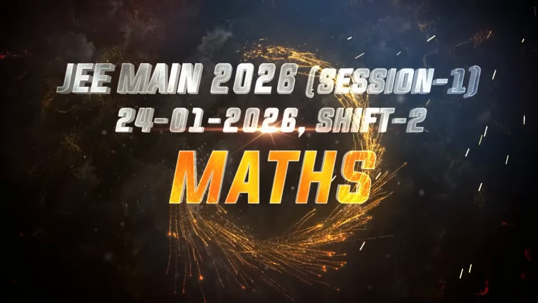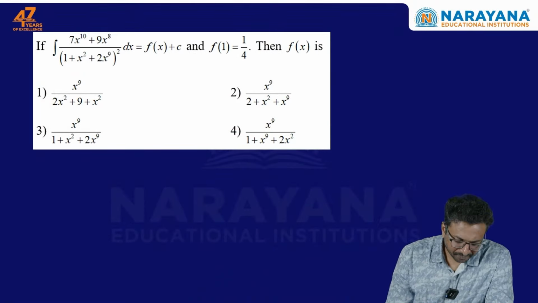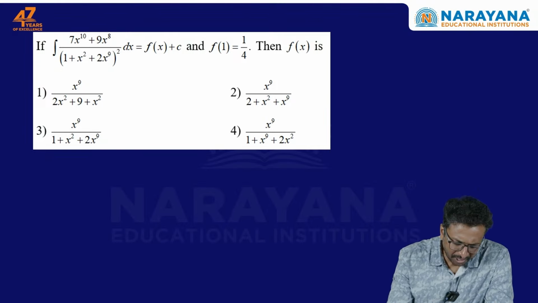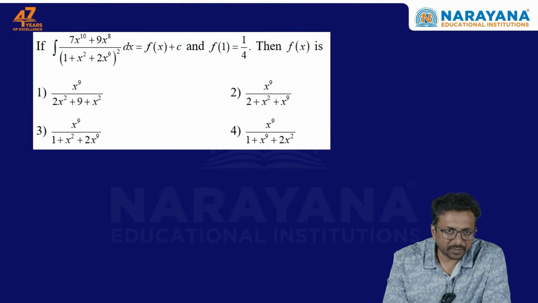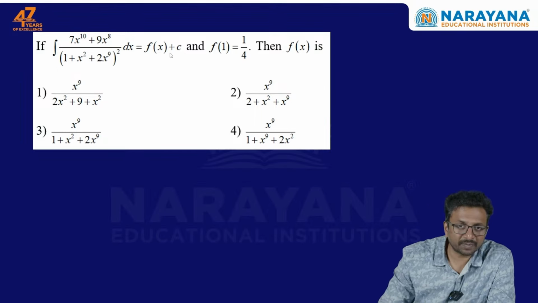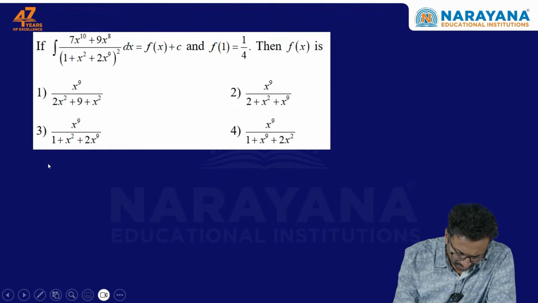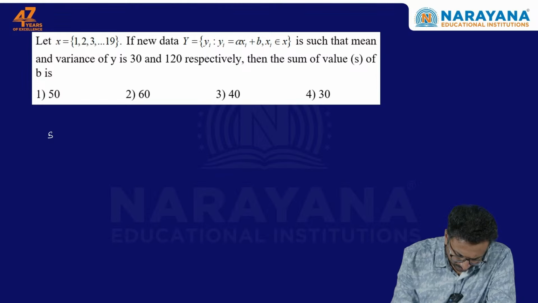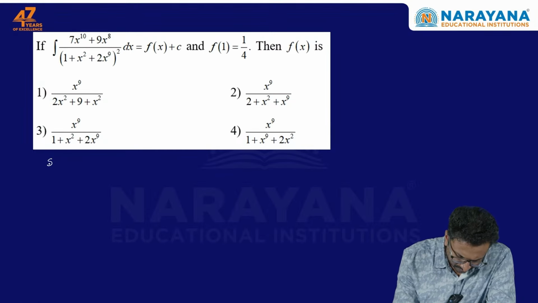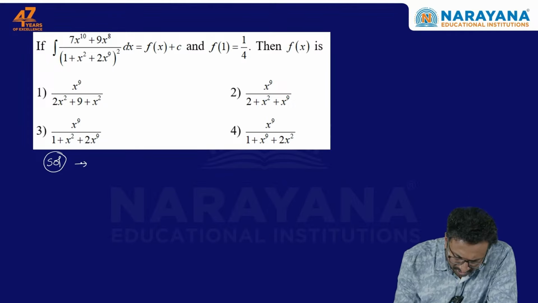Let's see some other questions from mathematics. So welcome back. Let us look at this question. Integration of (7x^10 + 9x^8) by (1 + x^2 + 2x^9) whole square dx is equal to f of x plus c. F of 1 is 1 by 4, then f of x is equal to what? So from the look of the question, this question is from the model of pumping in, pumping out.